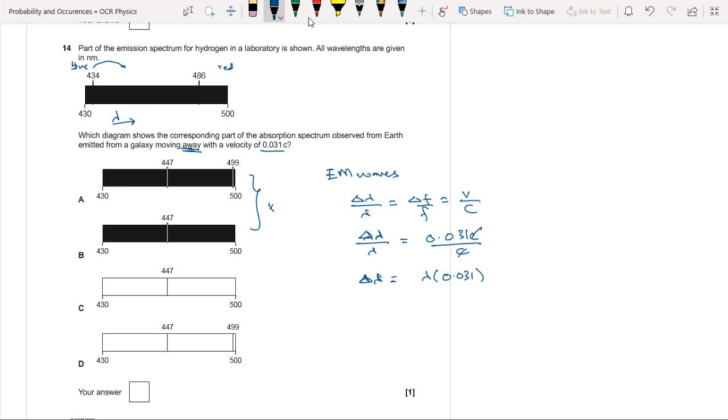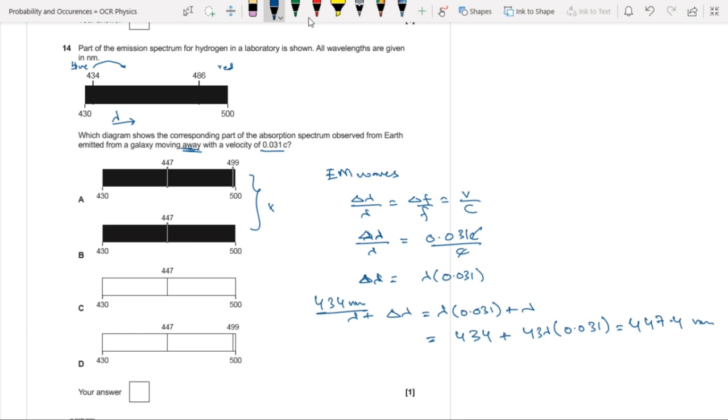All right, so this 434 nanometer wavelength would be redshifted to what we can say that delta lambda would be lambda times 0.031, plus the original lambda. So we may add lambda to both sides: 434 plus 434 times 0.031.